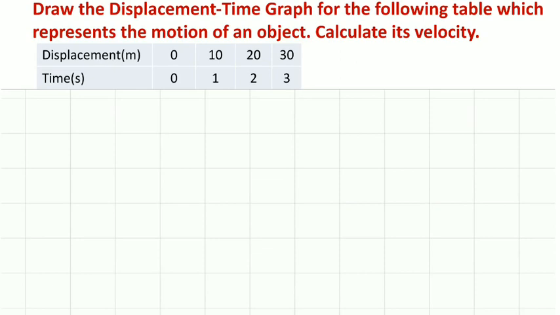Here is our first question on displacement time graph. Draw the displacement time graph for the following table which represents the motion of an object. Calculate its velocity. So, on the basis of this table, we have to make the graph between displacement and time. So, let's make it.